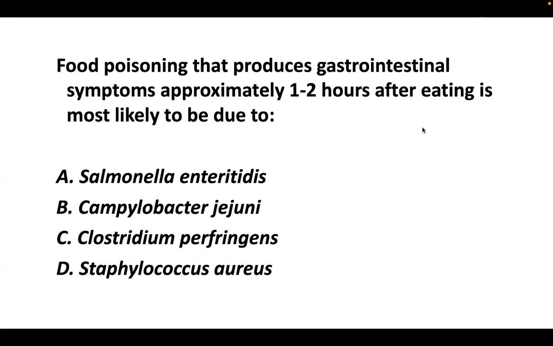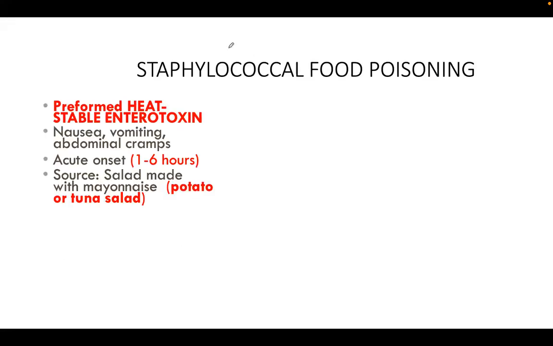Now, food poisoning that produces gastrointestinal symptoms 1 to 2 hours after eating is most likely due to what organism? Your hint here is GI symptoms, and look at the very short incubation period. So you should already be rationalizing here. What is your correct answer? Is it Salmonella, Campylobacter, Clostridium, or Staph aureus? That of course is Staphylococcus aureus, which is caused by an enterotoxin.